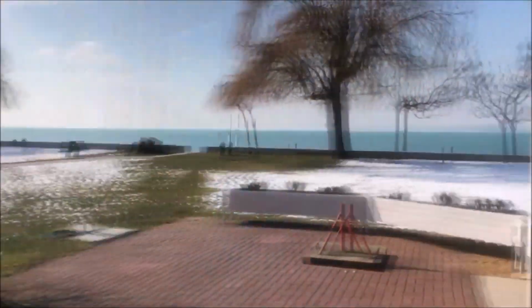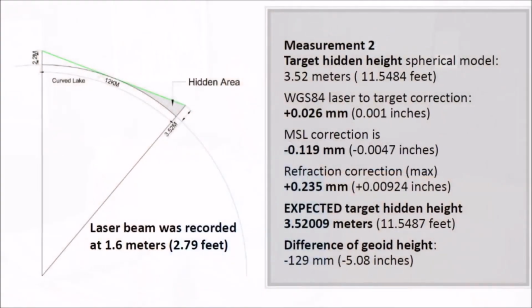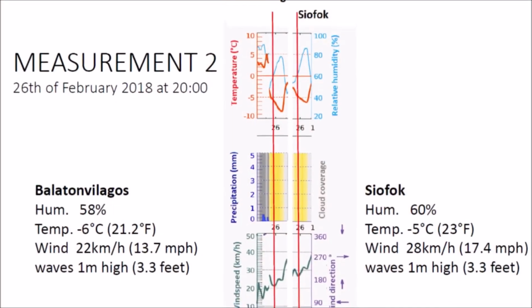The blue laser was placed at 2.2 meters above the lake surface. By calculating the target hidden height from a distance of 12 kilometers, we get the 3.52 meter minimal observation height to be able to see the ray of the laser beam. The measurement clearly showed that the beam was visible from 1.6 meters above the lake's surface.